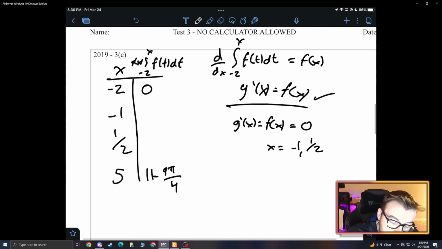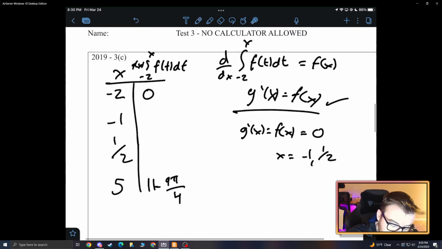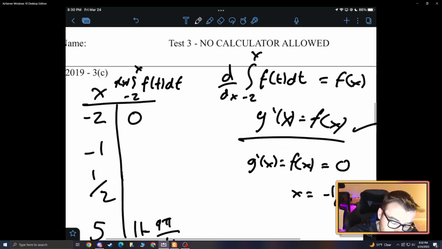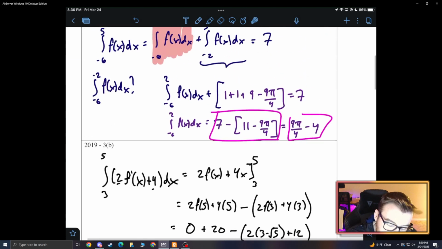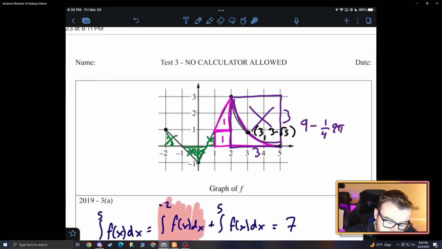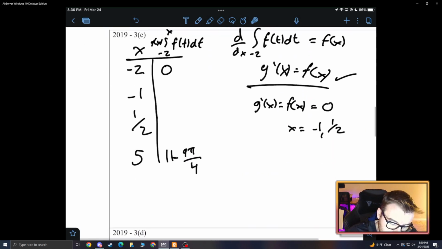So what is g of -1? G of -1 means we're replacing this x with -1. So we want to know what is the integral from -2 to -1 of f. We look back up at the graph, and what is the integral from -2 to -1? We already jotted that down. It's +1/2.